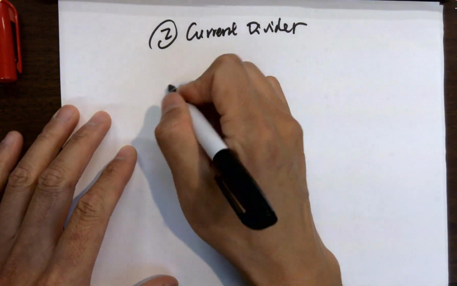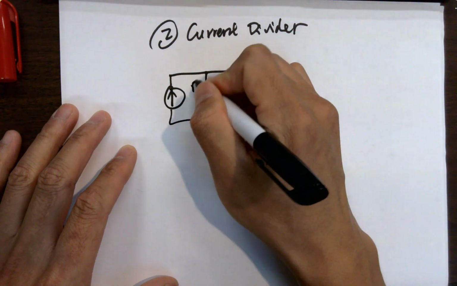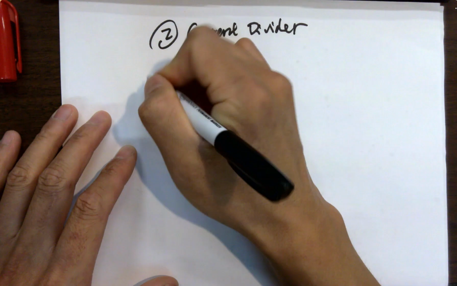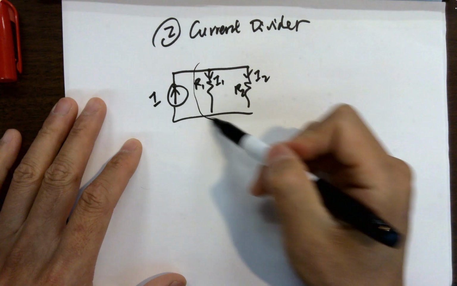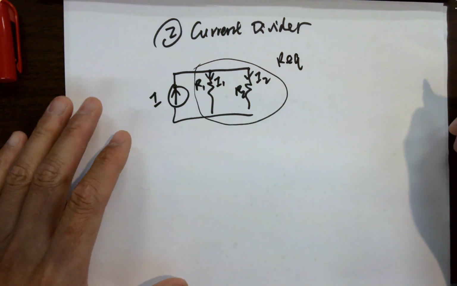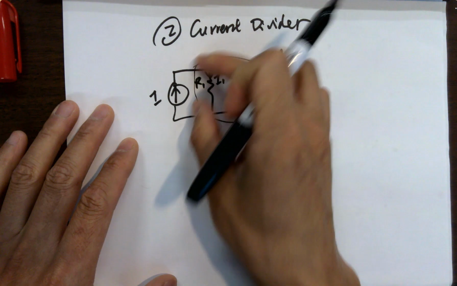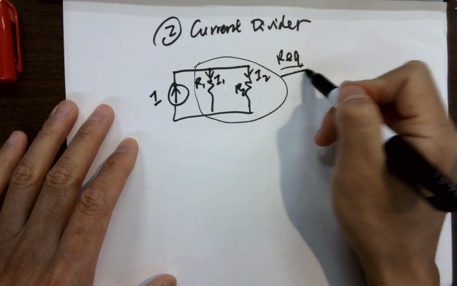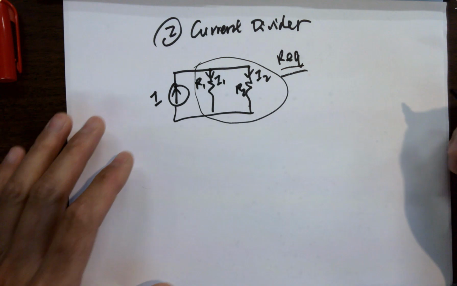So, the current divider: R1, R2, and we label the current here as I1, here as I2. And you've got an overall resistance here, which is called R equivalent. It's the equivalent resistance. Because this current flows through a black box, which includes the 2 parallel resistors as 1 black box, we can calculate R equivalent using the equation we covered last Friday.